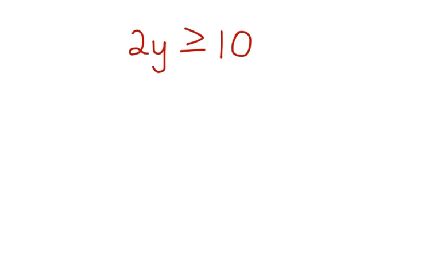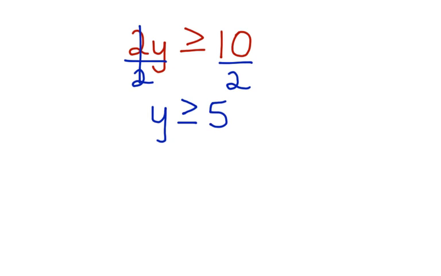Here's another one. 2y is greater than or equal to 10. Again, this has multiplication in it, so we can use division to solve it. We divide both sides by 2. This cancels. Bring down the y. Y is greater than or equal to 5.